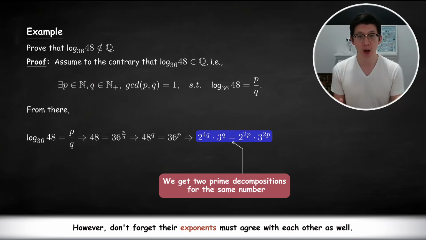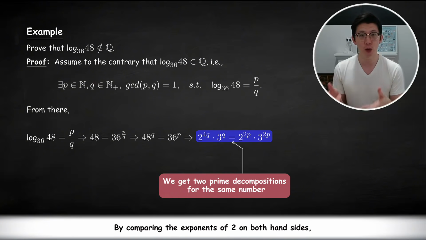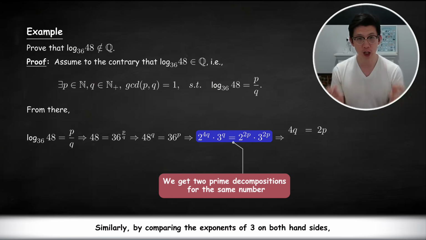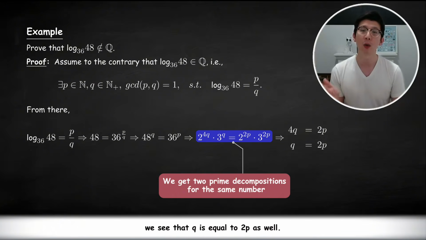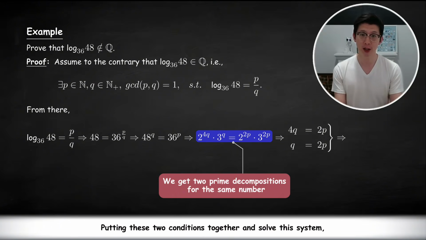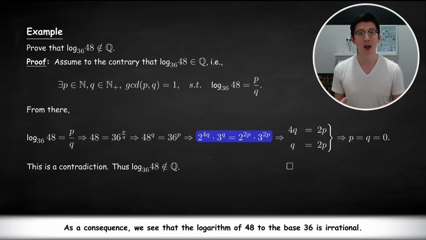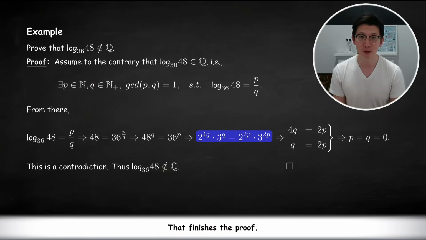However, don't forget their exponents must agree with each other as well. By comparing the exponents of 2 on both hand sides, we obtain that 4q is equal to 2p. Similarly, by comparing the exponents of 3 on both hand sides, we see that q is equal to 2p as well. Putting these two conditions together and solve this system, we see that p and q must vanish. This is a contradiction. As a consequence, we see that the logarithm of 48 to the base 36 is irrational. That finishes the proof.